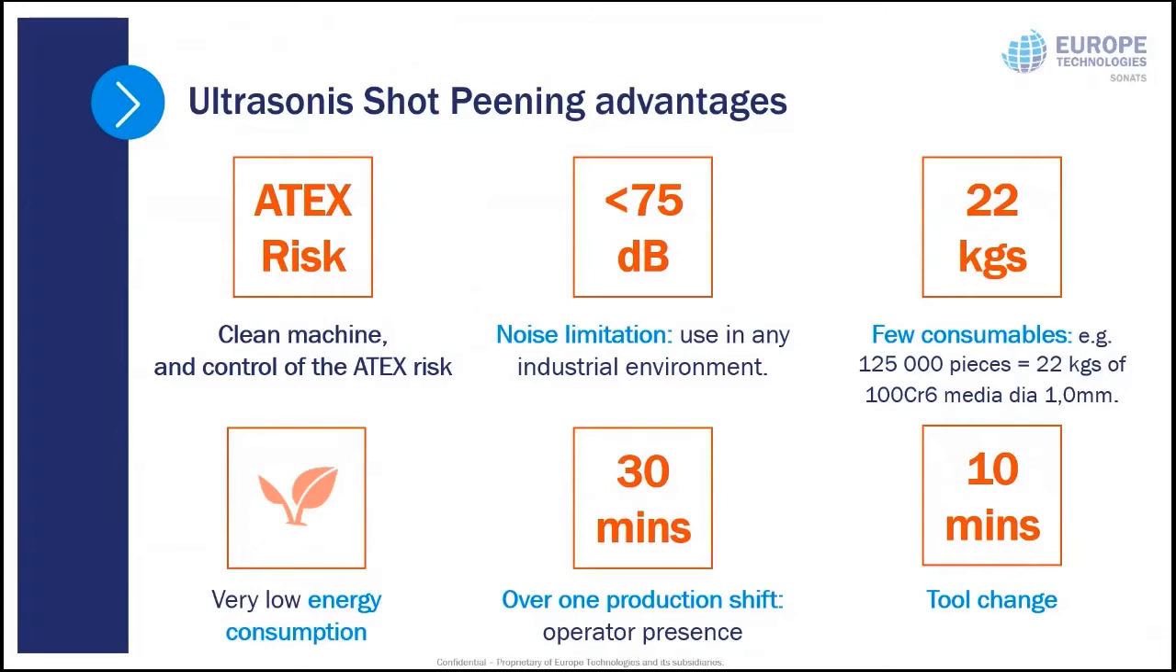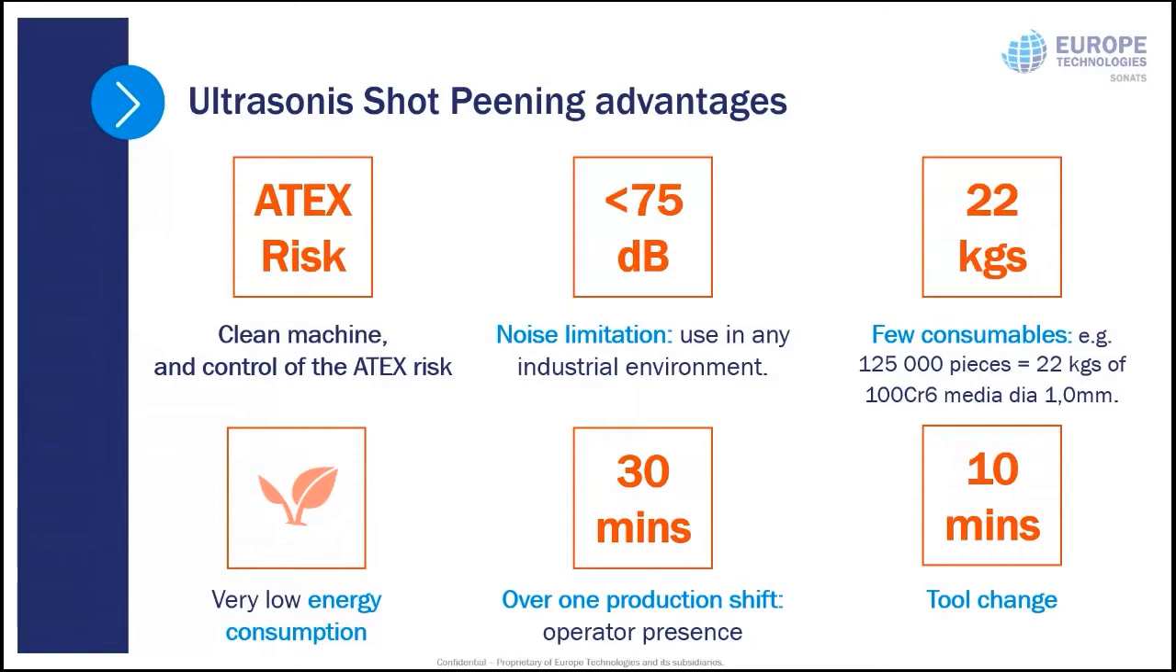Often, our customers are afraid of the noise pollution of the ultrasonic frequency generated by the ultrasonic process. But don't worry, our equipment is in conformity and respects the limitation of the standard. All delivered machines don't exceed 75 decibels. A USP machine has another positive advantage, a low media consumption. If we take the previous example with a 4-station machine, only 22 kilograms are used for peening the 125,000 parts in a full year. So that's data for one station.